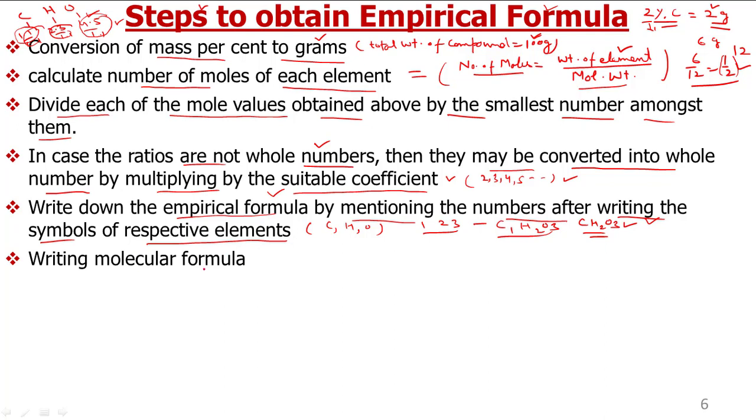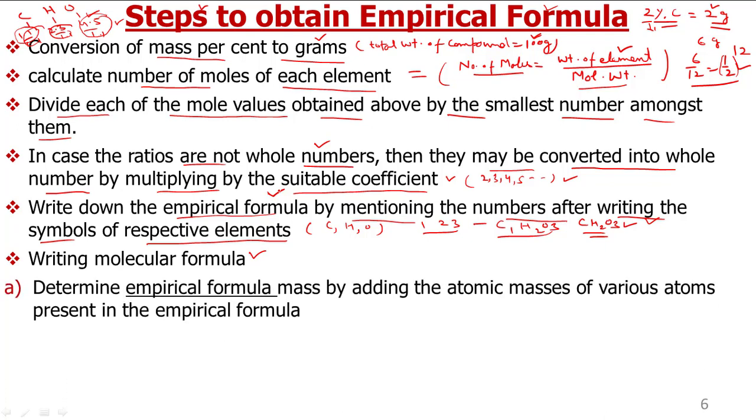Now the next step is how to find the molecular formula. If we know the empirical formula, we can find the molecular formula by first determining the empirical formula mass. I will take the example of glucose. Glucose is C6H12O6 and its molecular weight is 180 gram. Its empirical formula is CH2O. If we calculate the weight of this, we will call it the empirical formula mass. So the empirical formula mass is the mass of the compound calculated from its empirical formula.